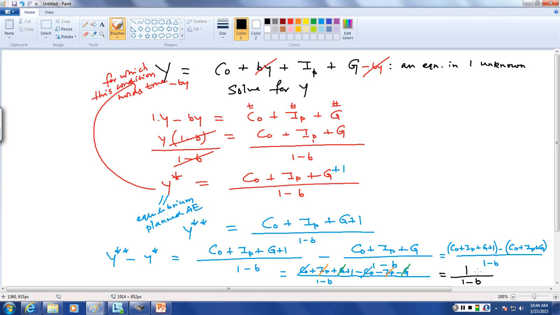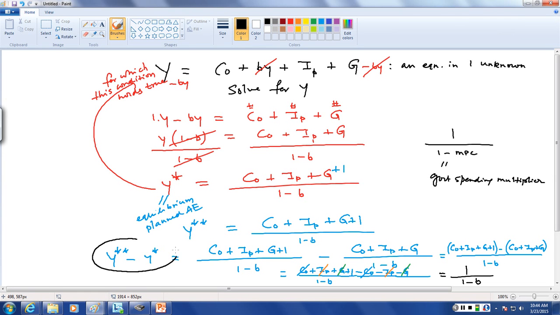What's 1 divided by 1 minus B? What's B? B is the MPC, isn't it? So isn't that nothing but 1 divided by 1 minus the MPC? And we know that to be what again? The government spending multiplier. Right? So what is the government spending multiplier again?